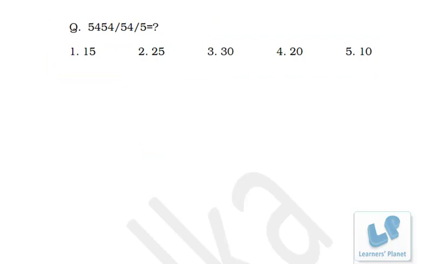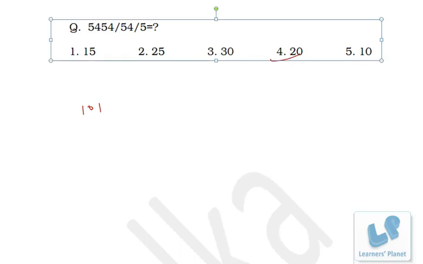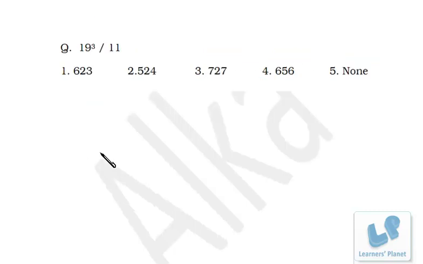Now this is very simple. 5454 divided by 54 will be 101, and 101 divided by 5 will be around 20. So nothing has to be done. Okay. Now let's try this one.